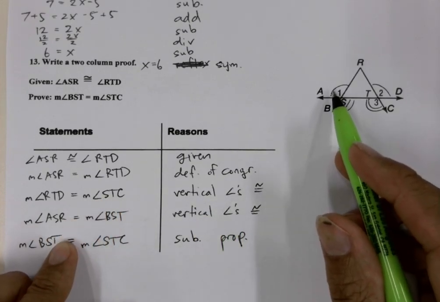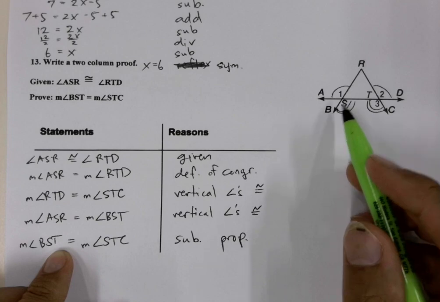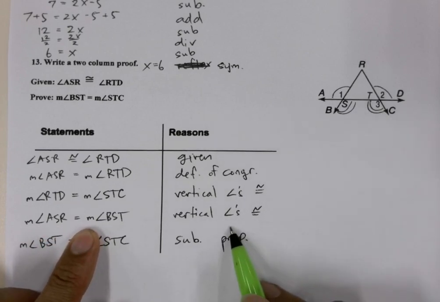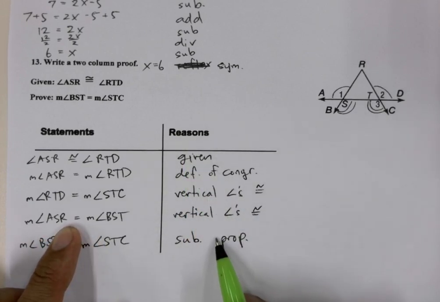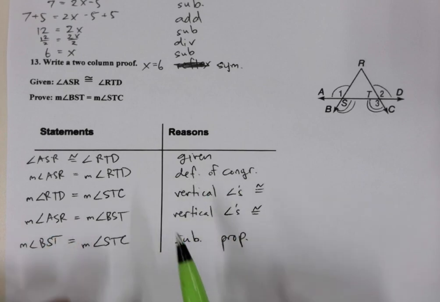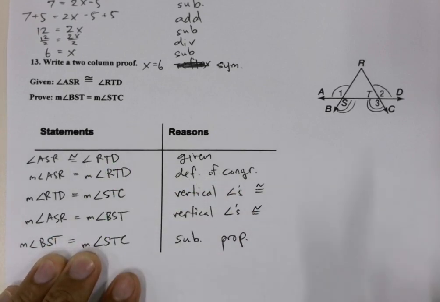Right? And we're going to do the same thing with angle A and angle BST. Vertical angles are congruent. This is going to be our reason, right? So a new reason. And then we can get to our proof using the substitution property.